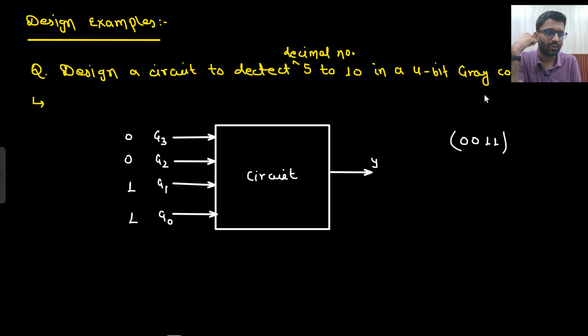This is a gray code input. Our input is a gray code. What will be its decimal equivalent? We don't know. First we need to convert it to binary.